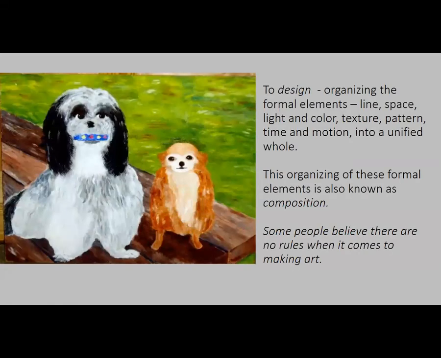When an artist designs an image, what they're doing is organizing all those formal elements that we learned about before: line, different kinds of line, different ways of depicting space, light and color, texture, pattern, time and motion into a unified whole. This organizing of formal elements is also known as composition. So design and composition are interchangeable.